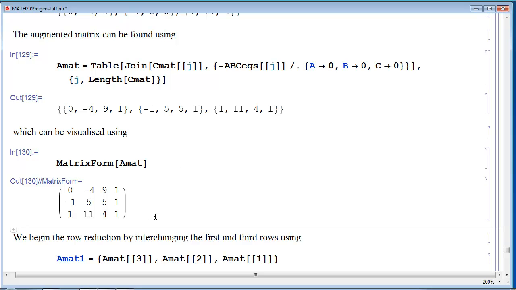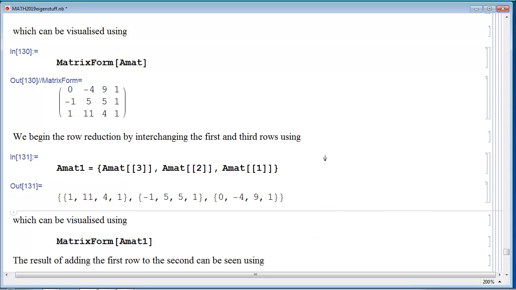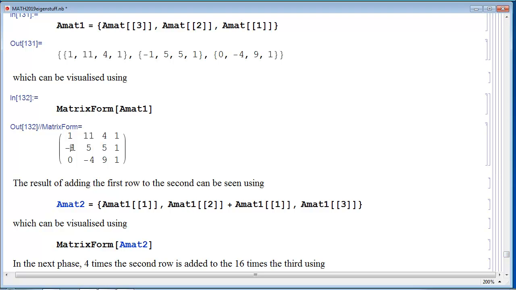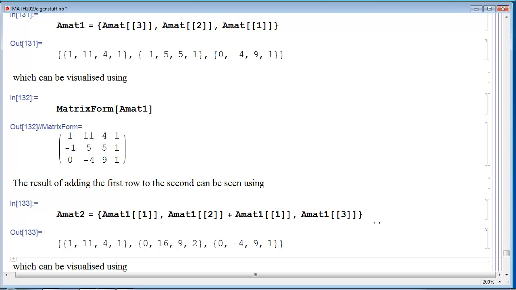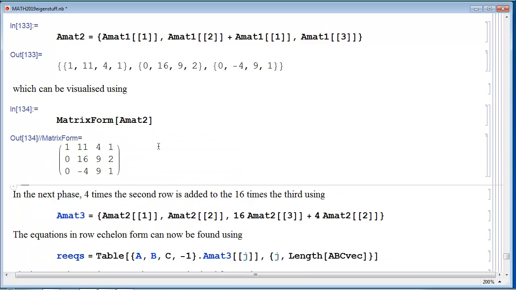Anyway, what we want to do now is find the coefficients a, b, and c by row reduction, and the first thing we do is to swap the first and the third rows, which we can do using this, and visualize it using this. And now we want to continue the row reduction, so we want to get a 0 here, and we see we can do that by adding the first row to the second, and we can see what that looks like using this, and indeed it has succeeded.